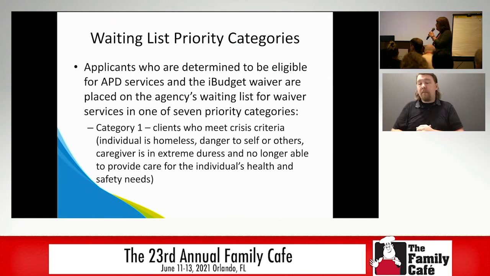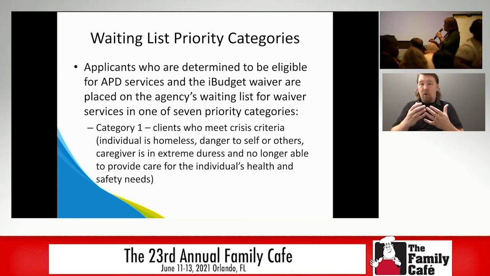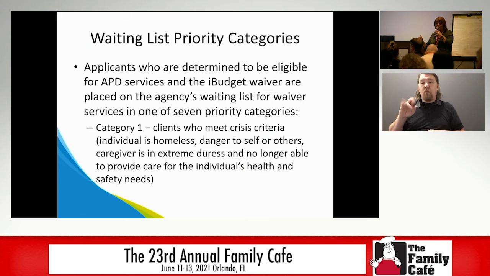Priority category 1 is specific for clients who meet the crisis criteria. Crisis criteria is very specific. It is people who are homeless, and that literally means homeless on the street, or whose situation is very dangerous and they may not be able to stay in their current living setting within the last weeks or so.